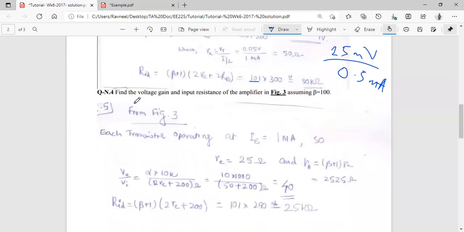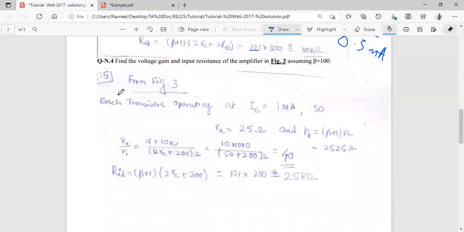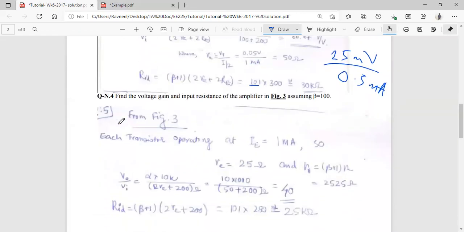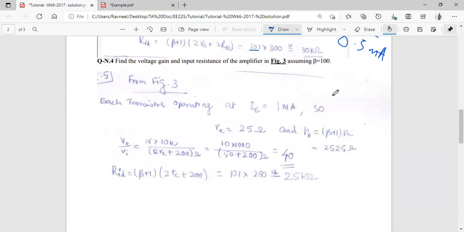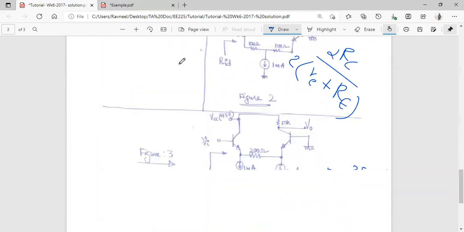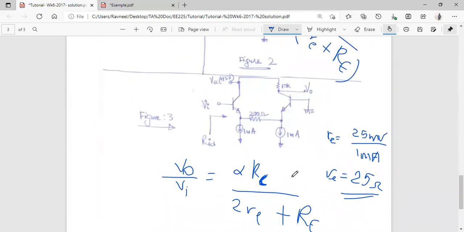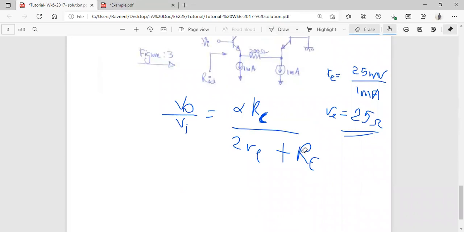Let's move on to the last question. Question number 4 says: find the voltage gain and the input resistance of the amplifier in figure 3, assuming beta is equal to 100. Again, this is the second diagram that is given. Let me erase this, which was for the previous part.